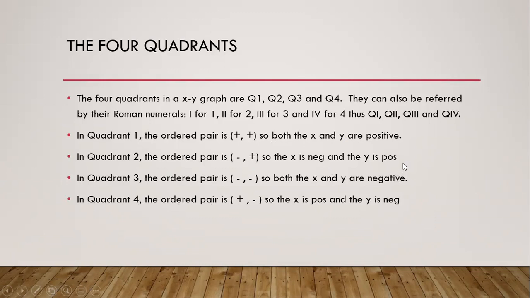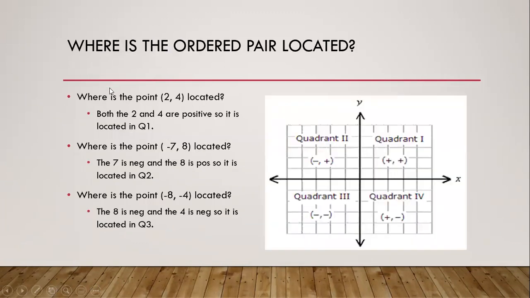So how do we use that? So where is the point (2, 4) located? Well, let's look at our little chart here. It's a positive, positive. It's got to be in the first quadrant, because everything in the first quadrant is a plus plus, a positive positive.